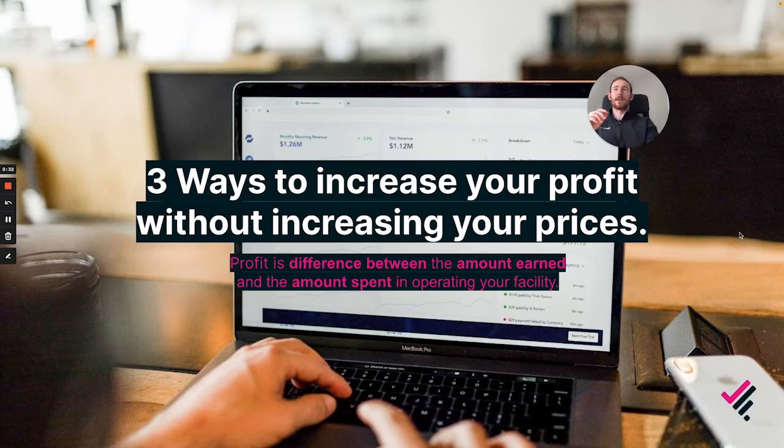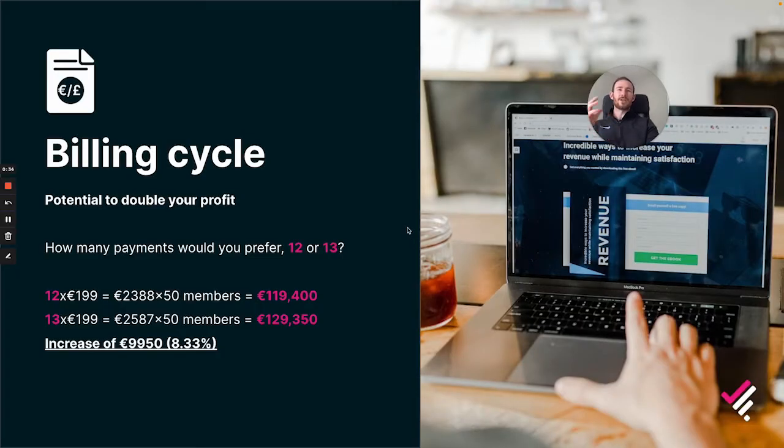So the first way, nice and simple, is changing your billing cycle. Okay? Too often, people forget that they can change their billing cycle. They can make it a week, they can make it 2 weeks, they can make it monthly, 28 days, whatever it might be. But there is potential to double your profit. And an easy way to do that is by asking ourselves a simple question: how many payments would you prefer, 12 or 13? Obviously, I'd rather get paid 13 times than 12.